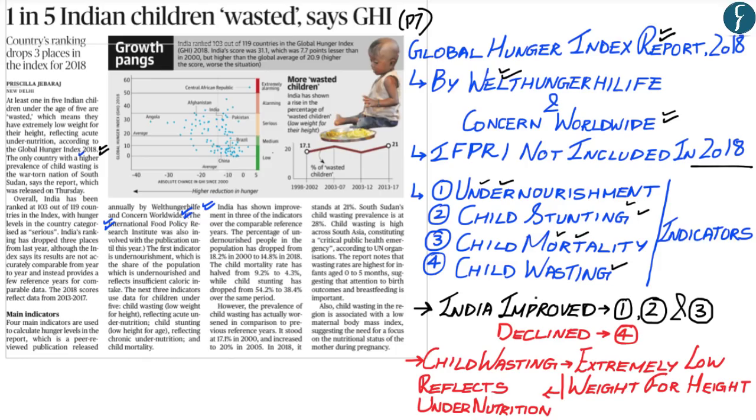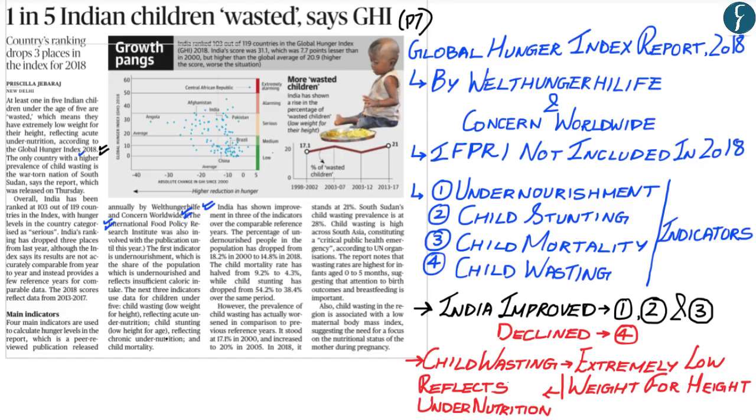With regards to India, India has improved its position in the first three indicators, but has severely lagged behind in the fourth indicator, which is child wasting. Child wasting means a child has extremely low weight for his height, and this reflects undernutrition within the child.